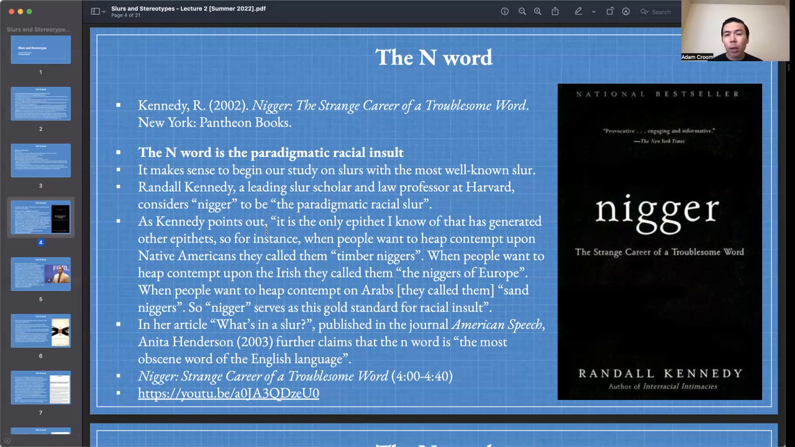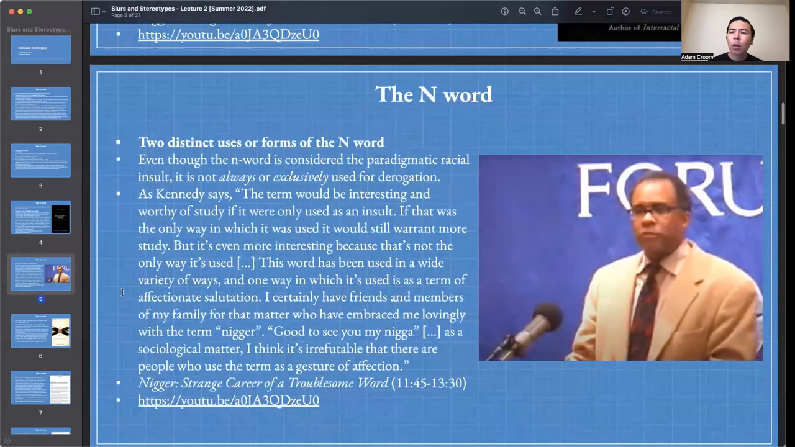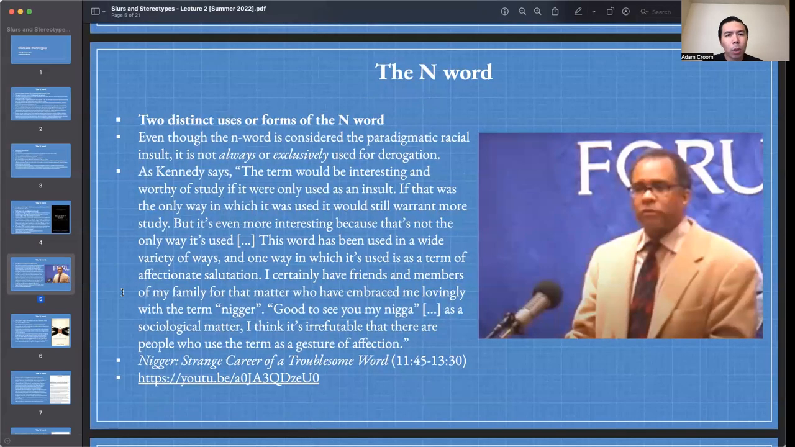So, for instance, when people want to heap contempt upon Native Americans, they call them this. When people want to heap contempt upon the Irish, they call them the ends of Europe. When people want to heap contempt on Arabs, they call them sand ends. So the N-word serves as this golden standard for racial insult. So clearly the N-word is in its paradigm most common form, or its most well-known salient form.